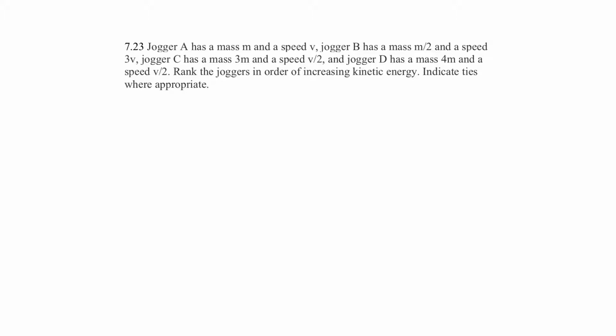So if you remember, we're asked to find the kinetic energy here. The kinetic energy is going to be based upon the velocity, and so this is going to be 1/2 mv squared. If he has a mass m and a speed v, then that is A, that is the jogger. So we'll say that A is 1/2 mv squared. All right, what about B?